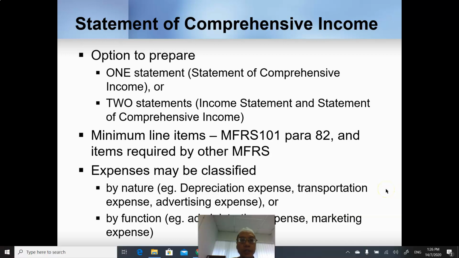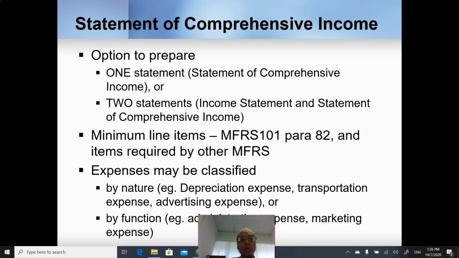Next, we look at the statement of comprehensive income. When companies want to prepare the statement of comprehensive income, they may prepare one statement or two statements of income. If they choose to prepare one statement only, they will show the statement of comprehensive income with all the information.